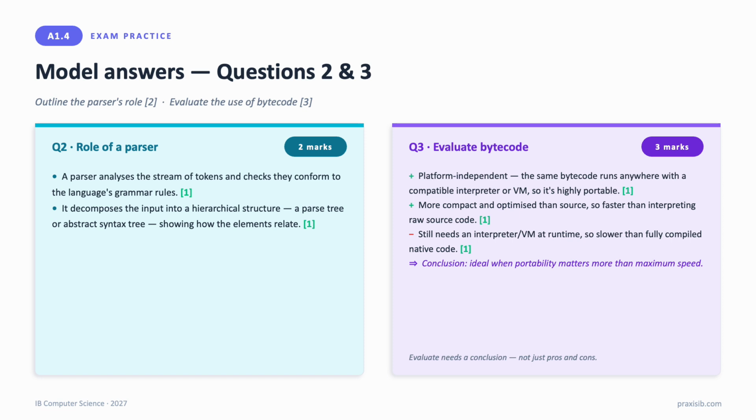Now the disadvantage. Bytecode still needs an interpreter or a virtual machine at runtime. So it is slower than fully compiled native code. And now the part that students forget. You must give a conclusion. Bytecode is the best choice when portability matters more than top speed. A good example is a cross-platform application. Without that judgment at the end, you cannot get full marks on an evaluate question.